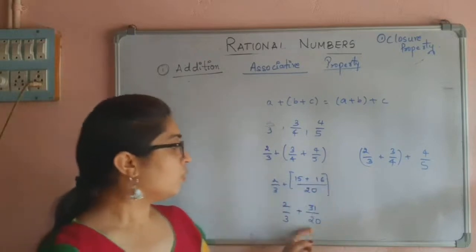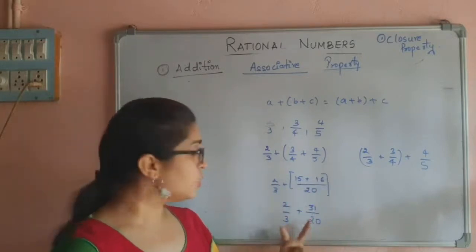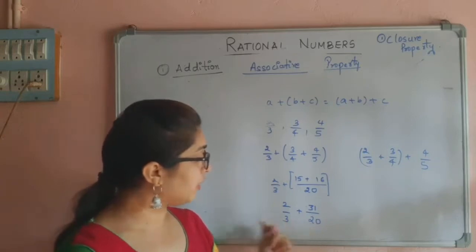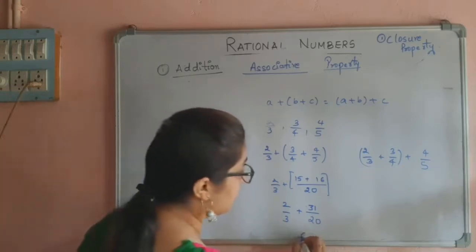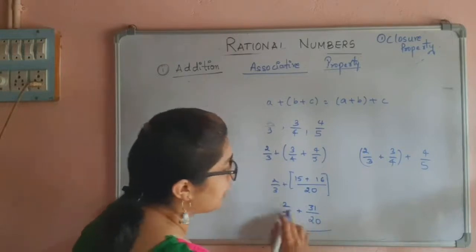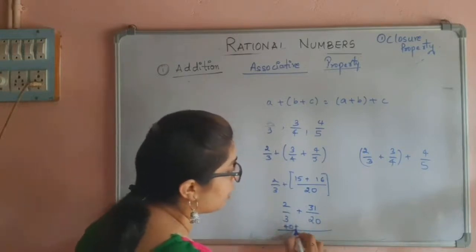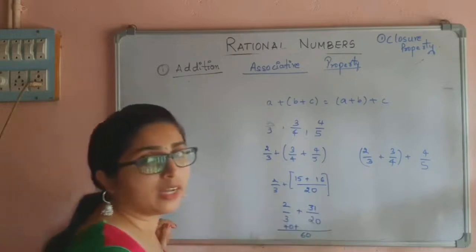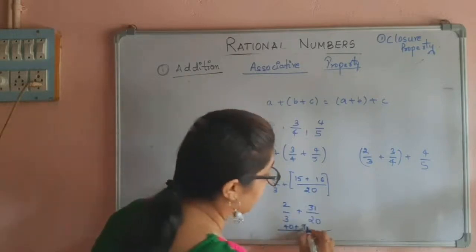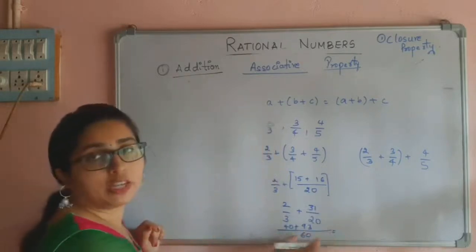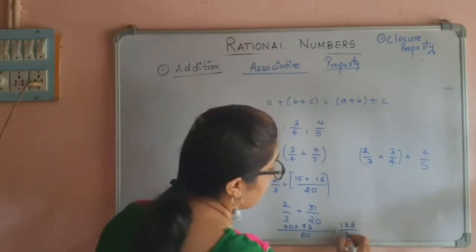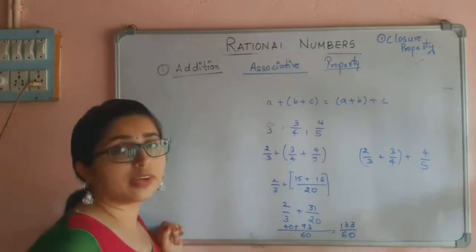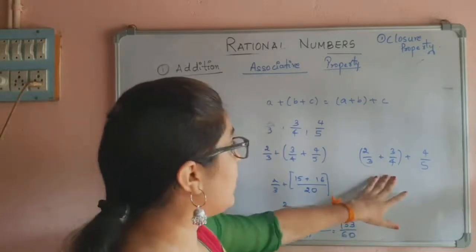Now there is no common factor, so I will take the LCM again. 20 into 3 gives you 60. So again cross multiply. 2 into 20 is 40, 3 into 31 is 93. So what does this give? 40 plus 93 will give you 133 divided by 60. Right? Okay.